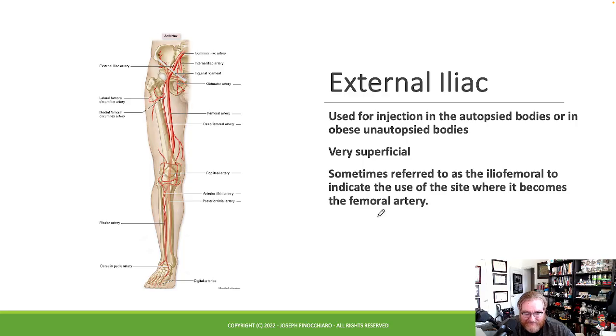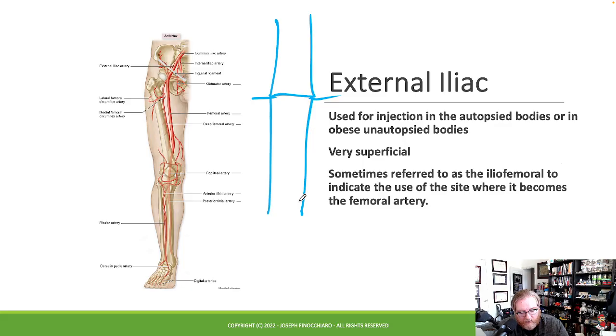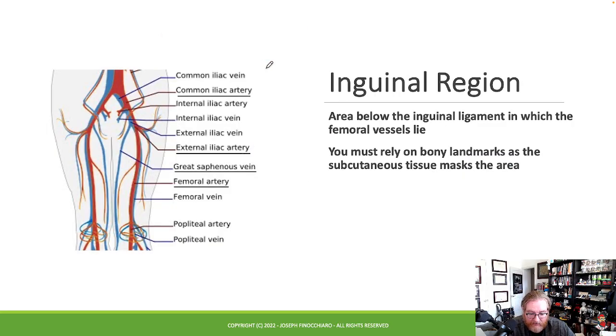Sometimes referred to as the iliofemoral, to indicate the site where it becomes the femoral artery. We've talked about these limits: the artery goes up to here, then there's the border, and then it becomes something different. The word iliofemoral basically says this is where we're trying to get, the ideal spot to find, especially when injecting obese clinical cases.